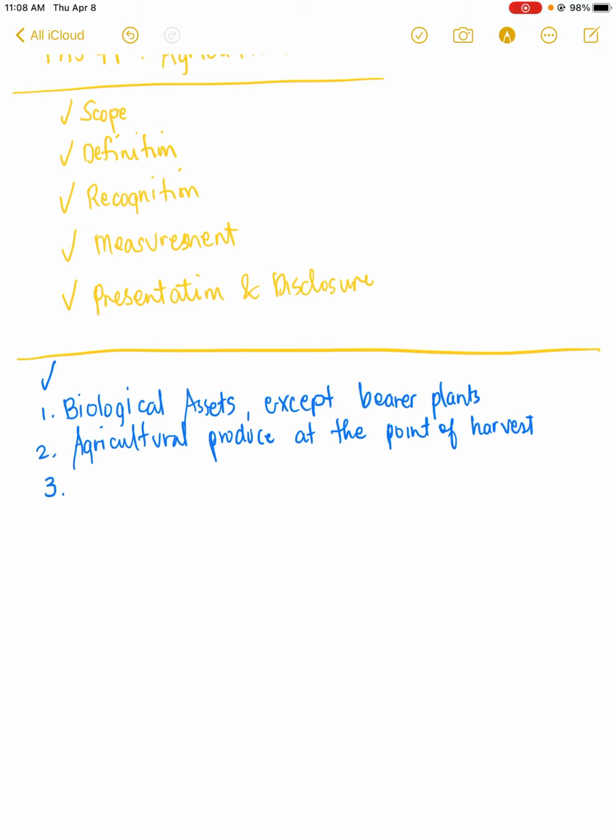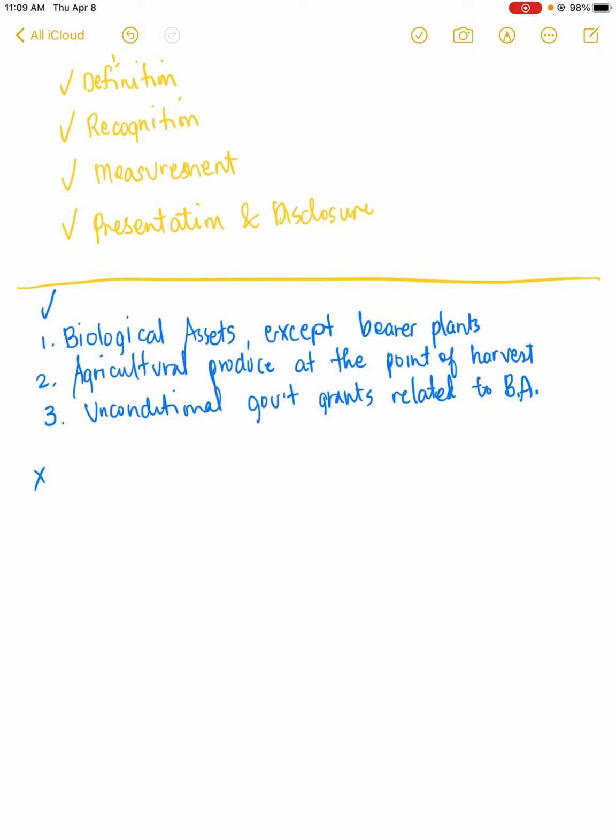And number 3, we have unconditional government grants related, of course, to our biological assets. On the other hand, ang mga hindi po kasama sa items accounted for under PAS number 41 is yung kauna-unahan, we have your land. Okay, there is a possibility na meron pong land, most of the time merong land related to our agricultural activity.